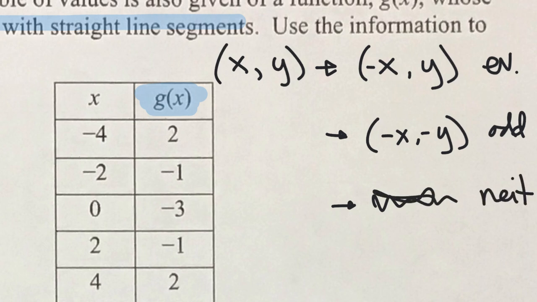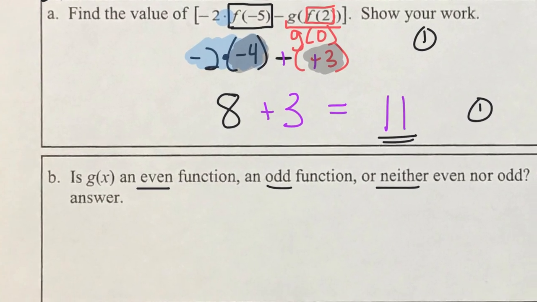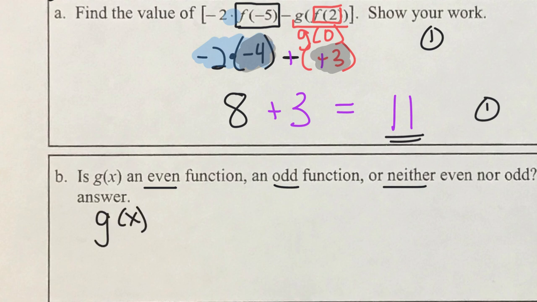Okay, so let's look at the y values. Here we have a -2 for a -4. Here, that's a +2 for our -4. And here we have a +2 for our +4. Okay, a -1 for -2 and a -1 for +2. So I am of the impression that for every point on our graph, there is another point where it's a negative x value and a positive y value. So the y values aren't changing. So I'm going to go ahead and say that g(x) is an even function.